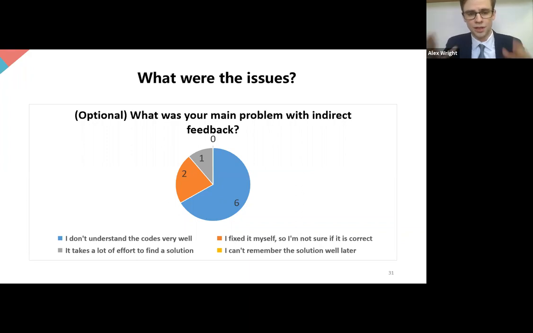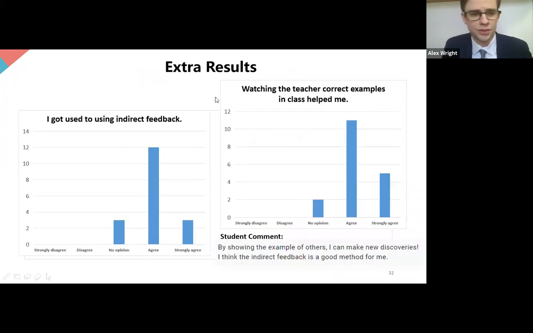I tried to take a document with a bunch of correction codes and go through my process of how I would fix each one and even where I might find solutions for some of them. So I got extra results just a couple weeks ago. I asked students how much they agree with these statements. So, I got used to using indirect feedback. Generally agree, which is pretty nice. And, watching the teacher correct examples in class helped me. Also agree, even stronger, which is nice.